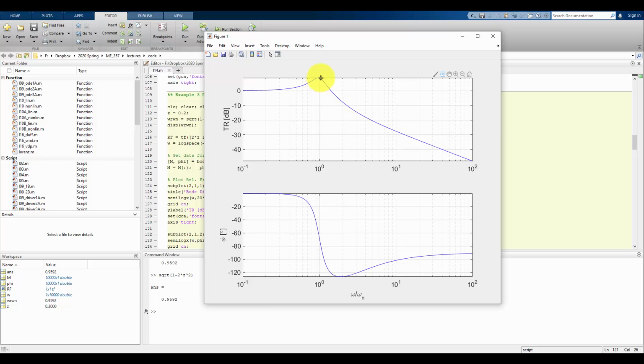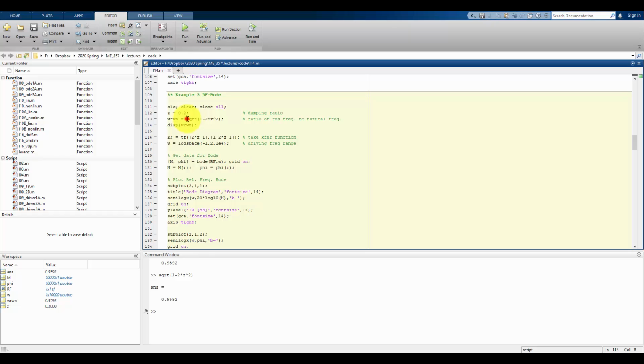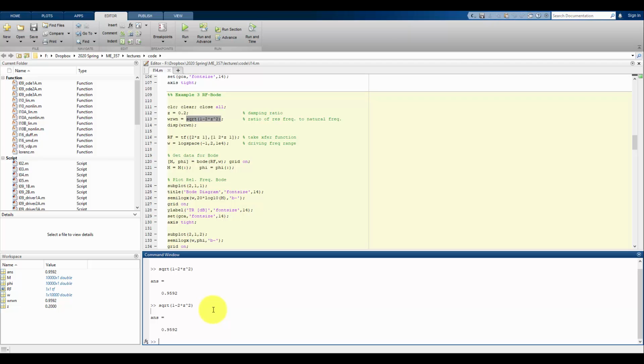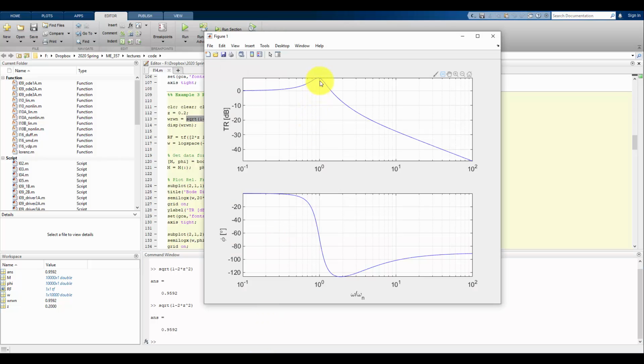Notice that the peak of the transmissibility is not at 1. So the peak is not occurring when I'm driving it at its natural frequency. And that makes sense because, again, the peak occurs at the resonant frequency. So I don't know what my natural frequency is yet. I'm going to be figuring that out. But if I find that square root of 1 minus 2 times zeta squared, I find that that is 0.9592, so about 96%. So the resonant frequency is about 4% lower than my natural frequency, and that's why I see this left shift of the peak that's a little bit to the left of 1.